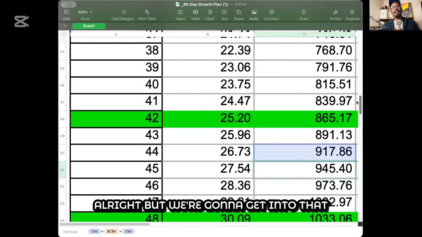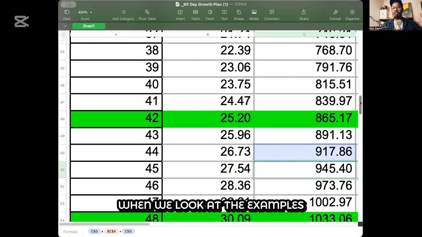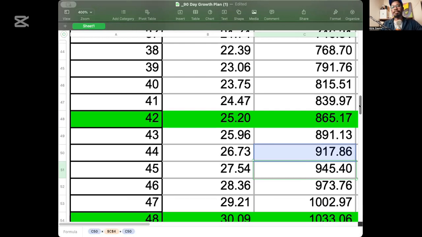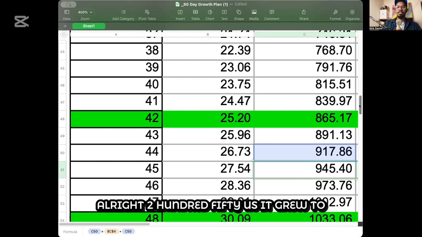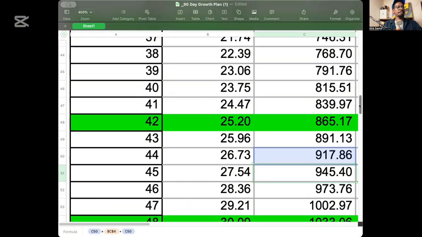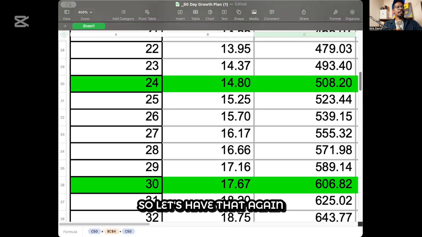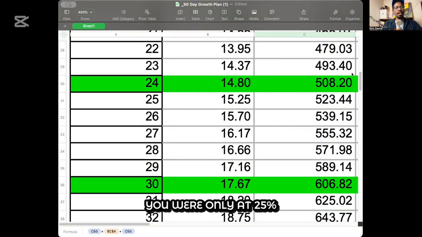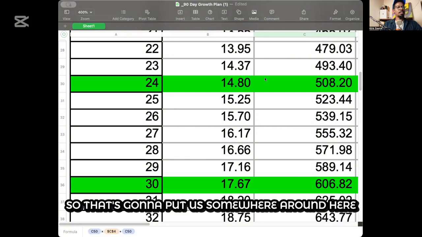All right. But we're going to get into that when we look at the examples I'm going to put you through. Yeah. This is 250 US. It grew to 917. So let's half that again. Let's say you were only at 25%. So that's going to put us somewhere around here.